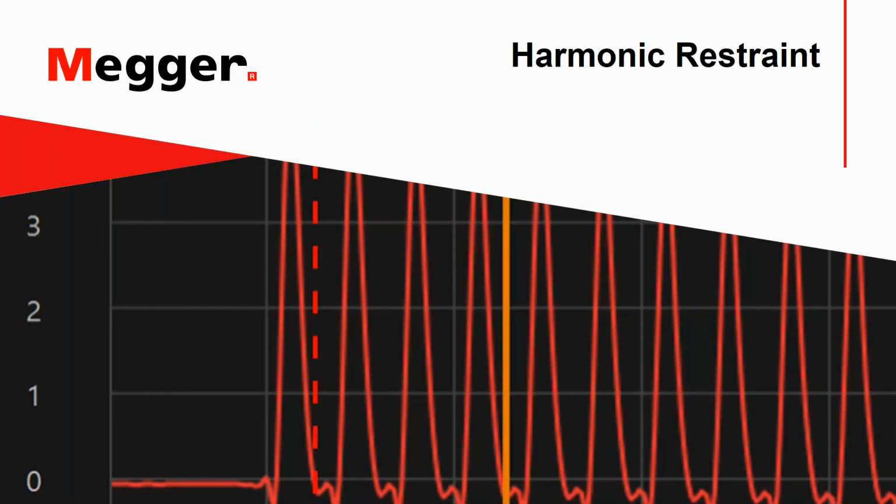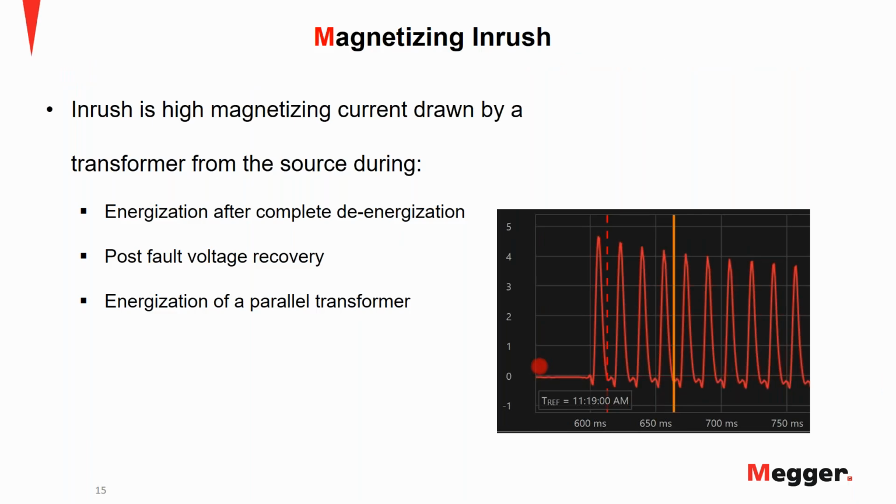So the harmonic restraint method is used to make sure that the differential scheme does not nuisance trip. When we energize a transformer, the scheme should also protect the transformer from any kind of internal faults. So where are we getting this magnetizing inrush current? Well, it's coming from energization of a transformer after a complete de-energization.